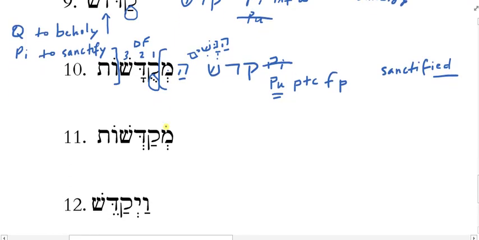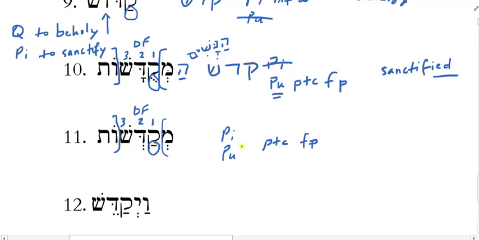I have mukadeshot. Mukadeshot, say that. Mukadeshot, same 3 root letters. Prefix mem here. Doubling in where? Root 2. So I know this is Piel or Pual, don't I? I know the mem tells me it's a participle. The oat tells me it's what gender and number? Feminine plural.